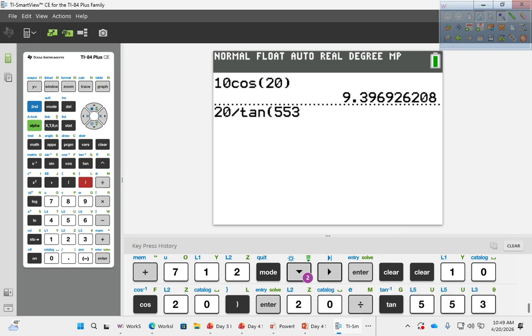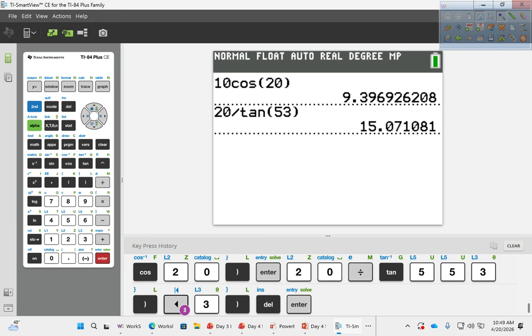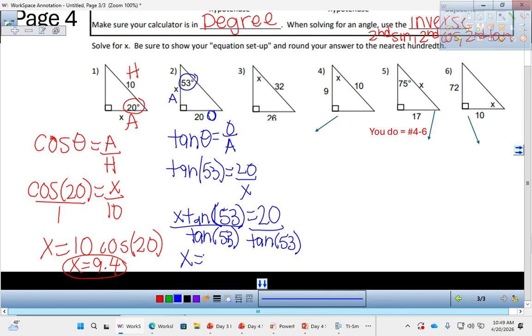As long as I'm in degree mode, the calculator will automatically read that as 53 degrees rather than 53 radians, which is different. So 15.07 if we're rounding to 2 decimal places, and that's a side length, so I don't need to label it degrees. So I get 15.07 for that one.